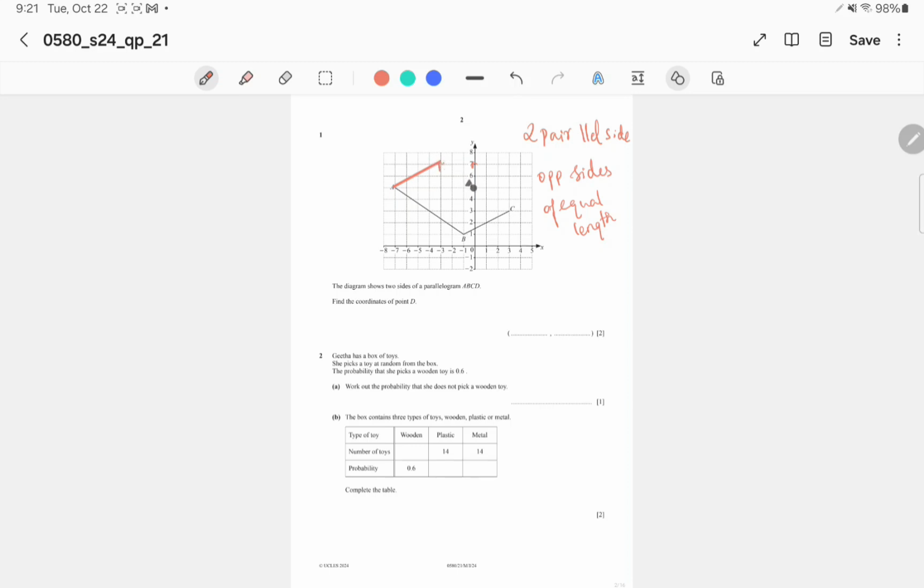Yeah, when we measure it will be the same size here and here. Okay, this is the point. So the coordinates are -3, 7.